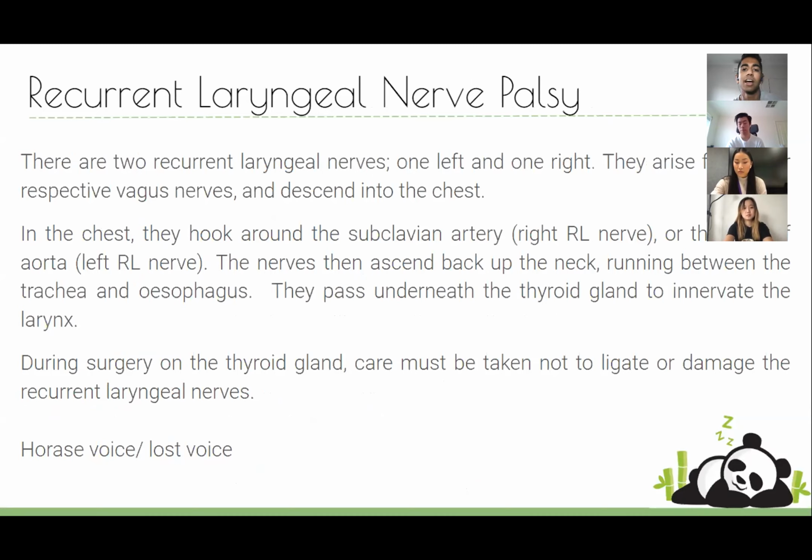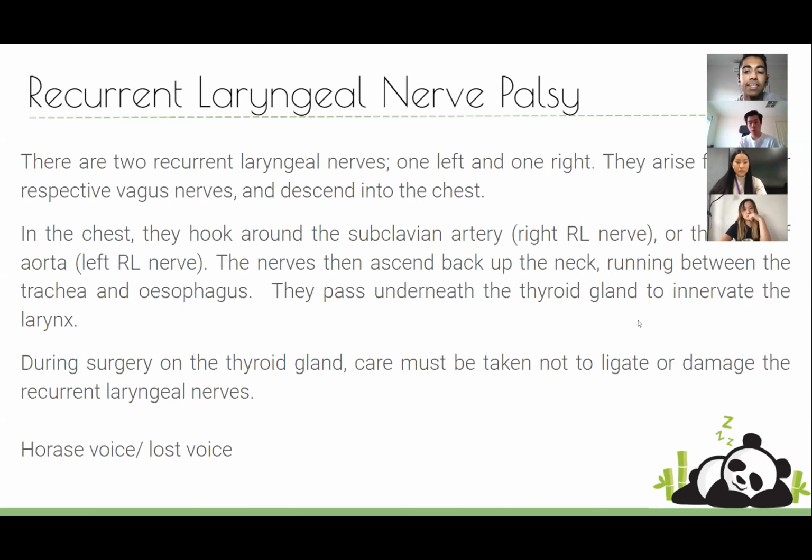veins. Okay, recurrent laryngeal nerve palsy. The thyroid sits in very close relation to the recurrent laryngeal nerve. As they come off the vagus nerve, the right recurrent laryngeal nerve will hook around the subclavian artery, whereas the left one hooks around the arch of the aorta. And then they'll run through the pretracheal fascia underneath the thyroid gland.